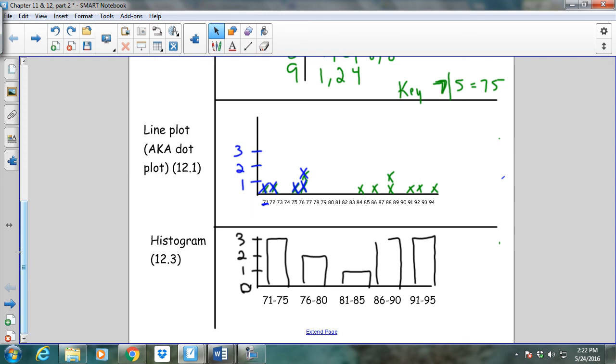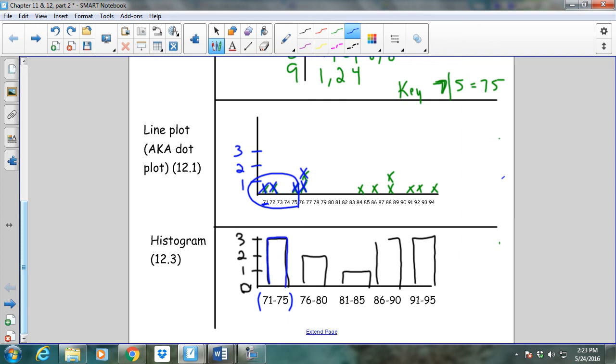The last one is a histogram, which is kind of similar to the line plot, but what you do is you divide them up by ranges. I have decided to go in increments of 5. So how many times did I have a value that was between 71 and 75? I can look right here, 71, 75. I had 3. So I make a bar graph up to the line 3.